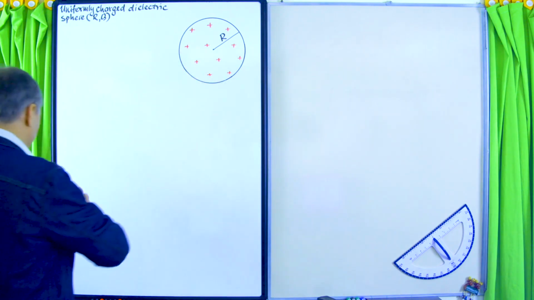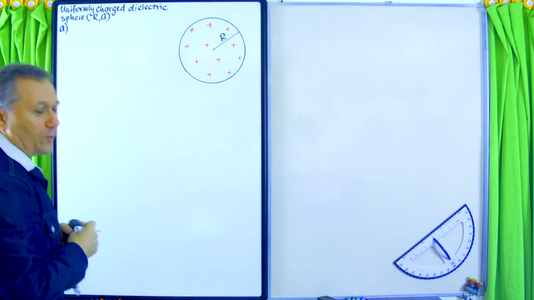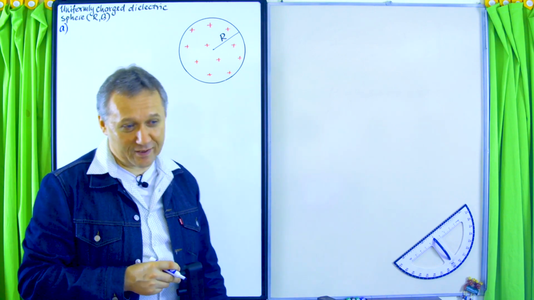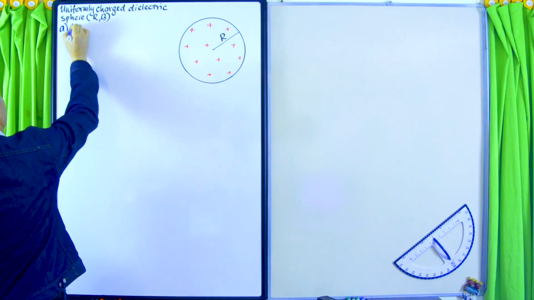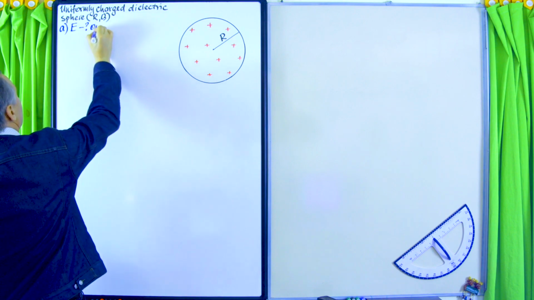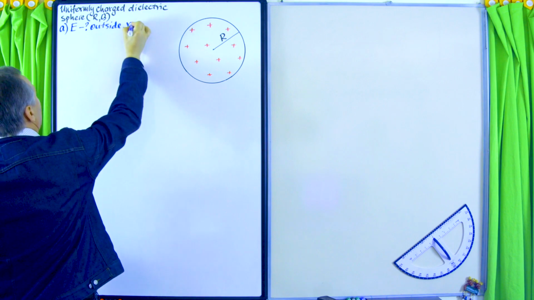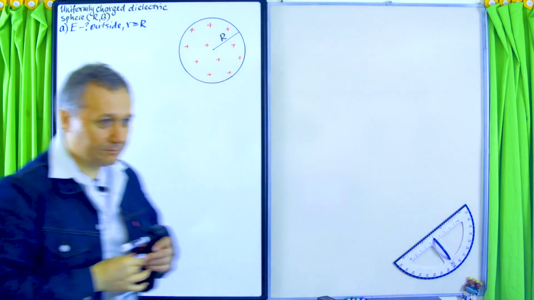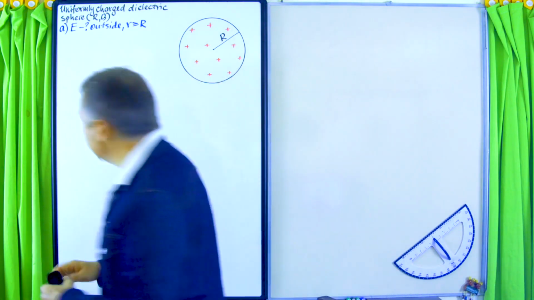Okay, I will write A. There will be two parts. In the first part, part A, we will find the electric field outside of the sphere, and then in the second part, inside. So let's find the electric field, and I will write outside, where small r is larger or equal to capital R. Outside or on the surface.